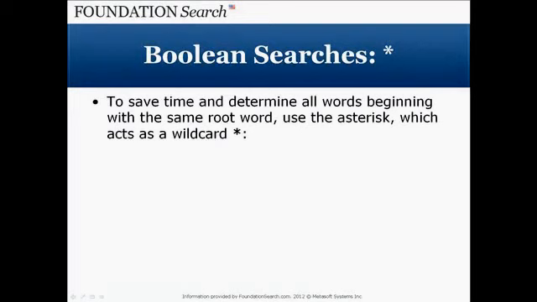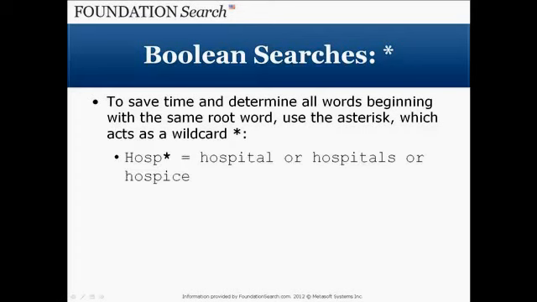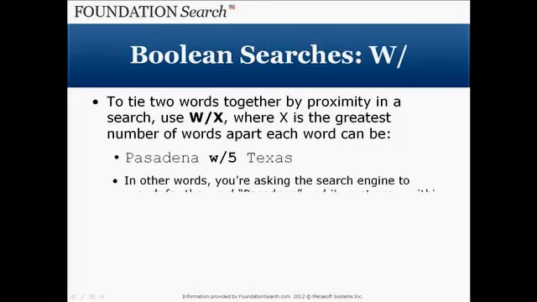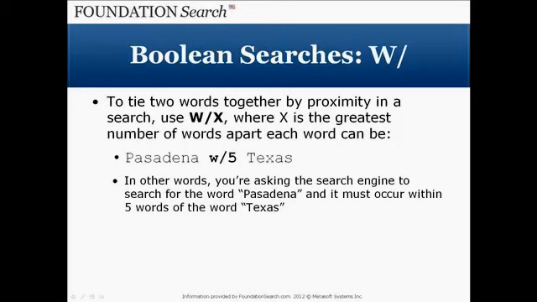To save time and determine all words beginning with the same root word, use the asterisk, which acts as a wildcard. Hosp with an asterisk equals hospital or hospitals or hospice. To tie two words together by proximity in a search, use WX, where X is the greatest number of words apart each word can be. Pasadena, W5, Texas. In other words, you're asking the search engine to search for the word Pasadena, and it must occur within 5 words of the word Texas.